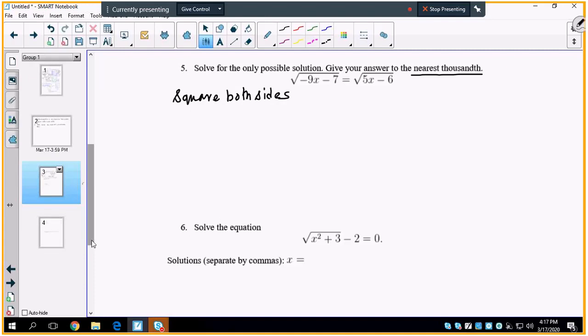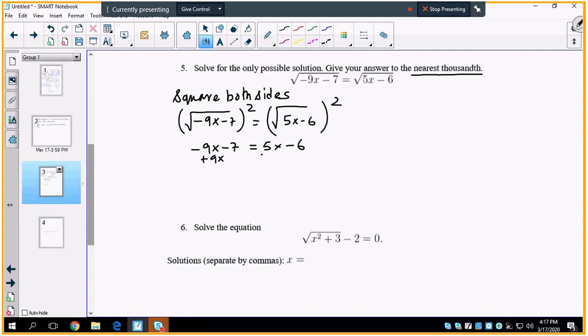I will get square root of minus 9x minus 7, whole to the power 2, equal to square root of 5x minus 6, whole to the power 2. So the square root and square cancel. I get minus 9x minus 7 equal to 5x minus 6. Add 9x to both sides. Add 6 to both sides to separate the numbers and the letters on two different sides. You get negative 1 equal to 14x. So to isolate x, divide by 14 on both sides, and you get x equal to negative 1 over 14.